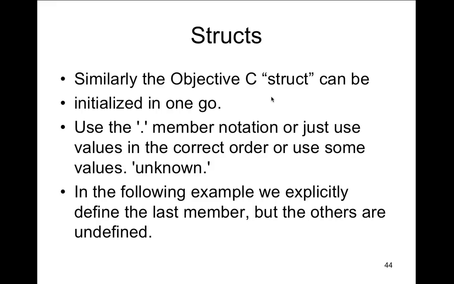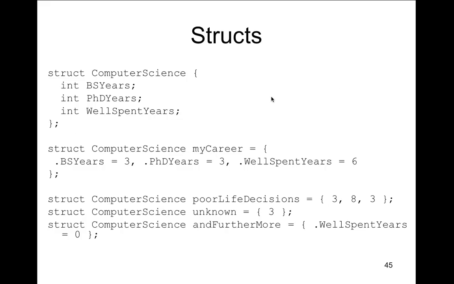So in the following example, we're going to explicitly define the last member, but the other members are going to be undefined. So in this particular case, we have a computer science student that has 3 data members. And in the structure here, we're going to say it's a structure computer science equal to my career, which is equal to 1, 2, 3. And then now we have just this one here, unknown, is 3, poor life decisions, 383.